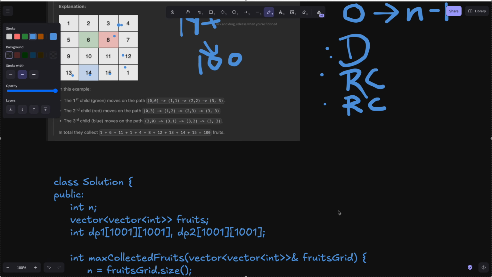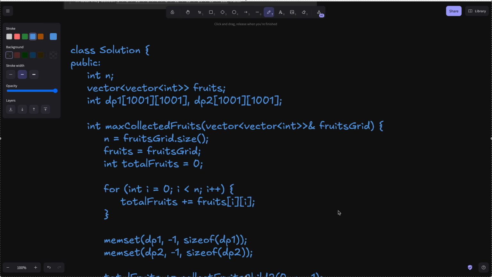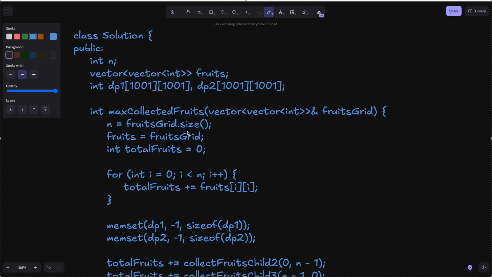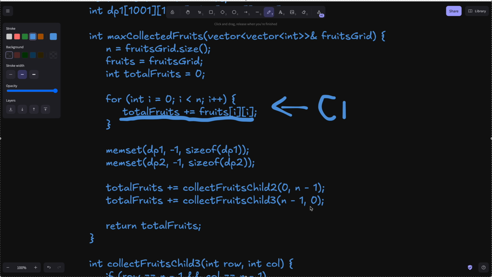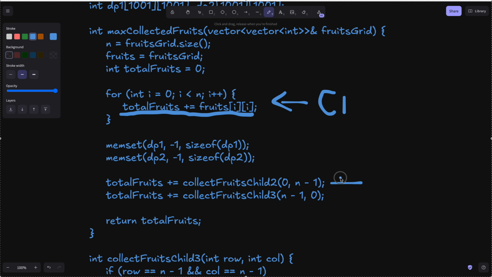So let's see the solution here. Here we have a fruits grid, and the total fruits are 0 initially, so we add the diagonal elements here. This means the fruits for child 1. Now after this we go for recursive calls for child 2 and child 3.